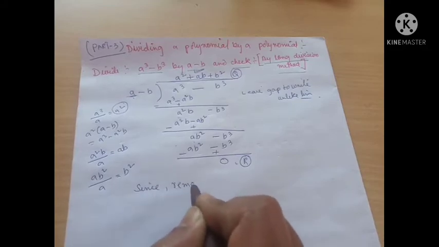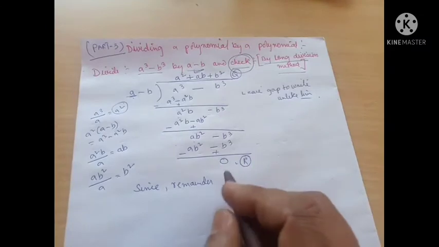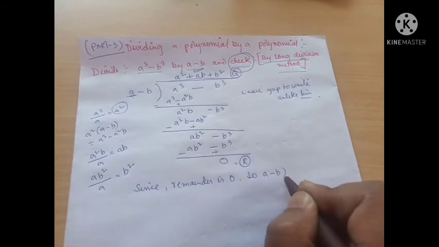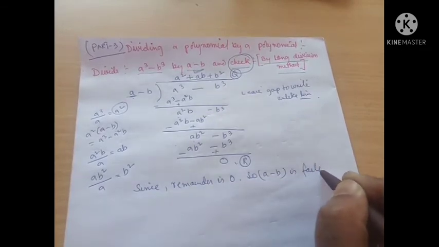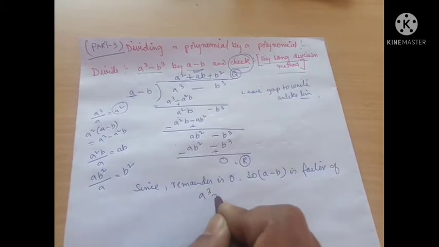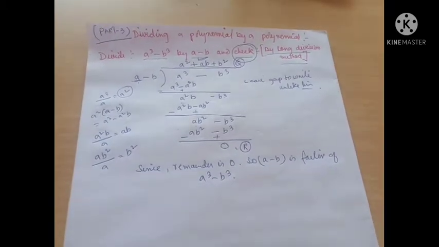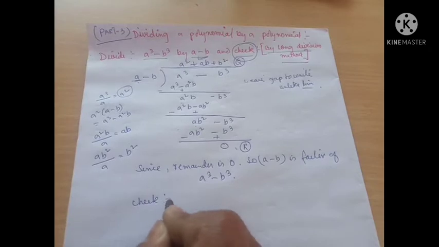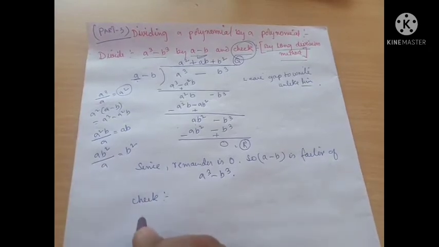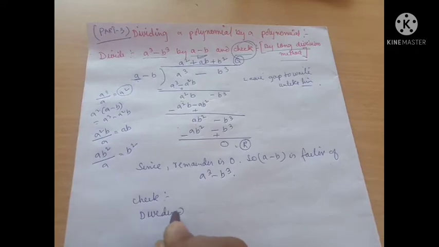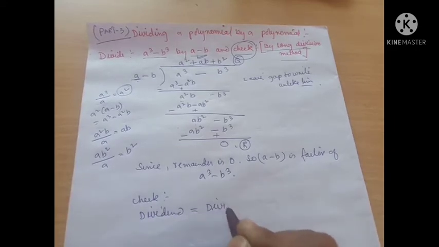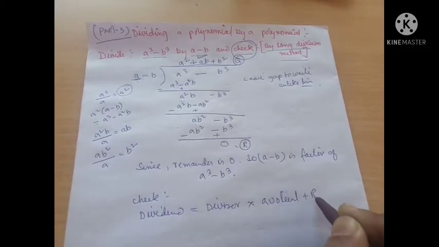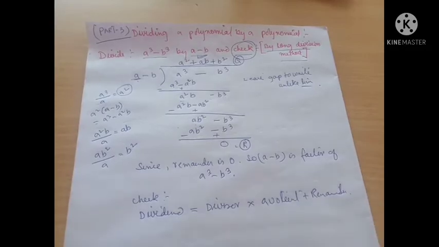So here comes, since the remainder is zero, now we are going to say that A minus B is a factor of A cube minus B cube, right? So now the question is checking also. We have to check. For checking, we know that dividend is equal to divisor into quotient plus remainder. Same thing we have done in the lower class.